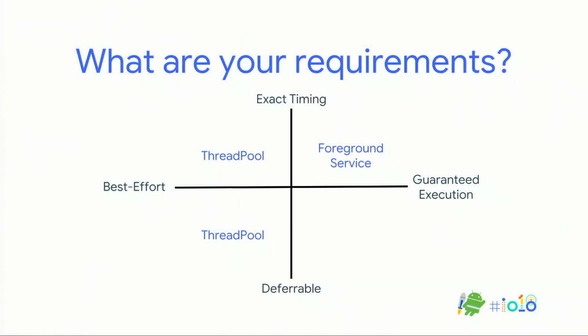For things that require exact timing and guaranteed execution, you want to use a foreground service. So an example of this would be that the user hits a button and you want to process a transaction and update the UI and the state of the app based on that. That really needs a foreground service. That needs to happen right then. Your app cannot be killed by the system while that's happening.